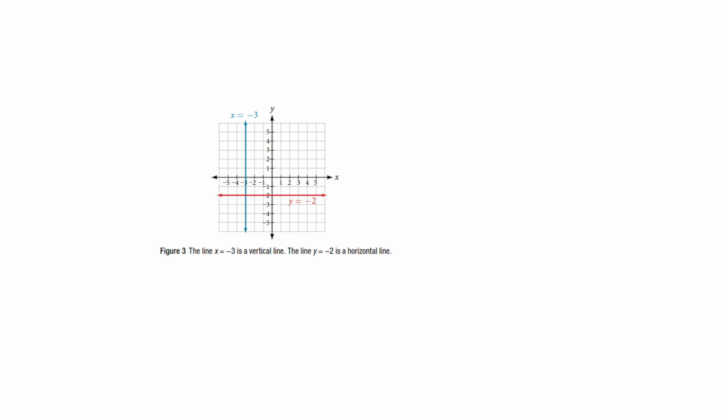Okay, now they're talking about vertical and horizontal lines. Again, you've seen this. A horizontal line is where y, in this case, is always -2. So I find -2 on my graph, and y is always -2, so it's going to make a horizontal line. If I had x is -3, I'd find -3, and it's saying x is always -3, and so I'd get that vertical line.